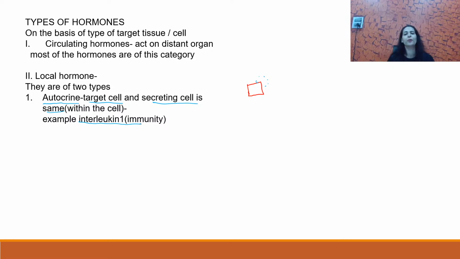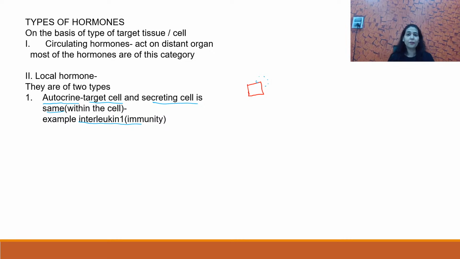Example, interleukin. When we do the chapter Human Health and Disease, there is a part called immunity, and that's a very good part. In that you will learn that as soon as viruses enter our body, cells produce interleukin. It is like when a thief has entered one house, and the owner of the house is calling out to the neighbors that a thief has entered my house.